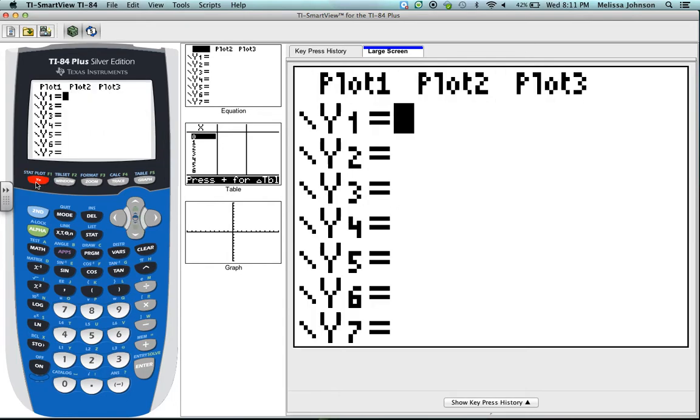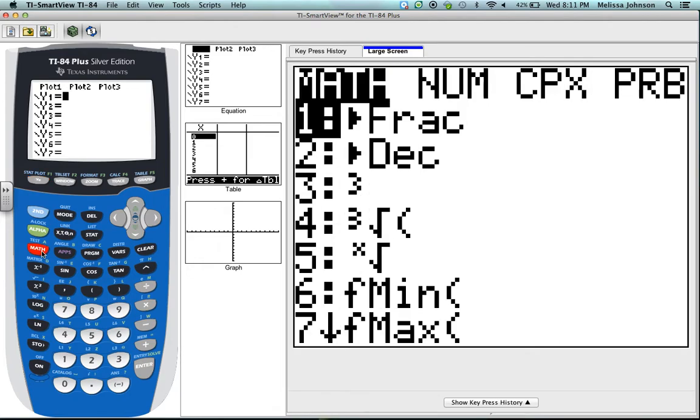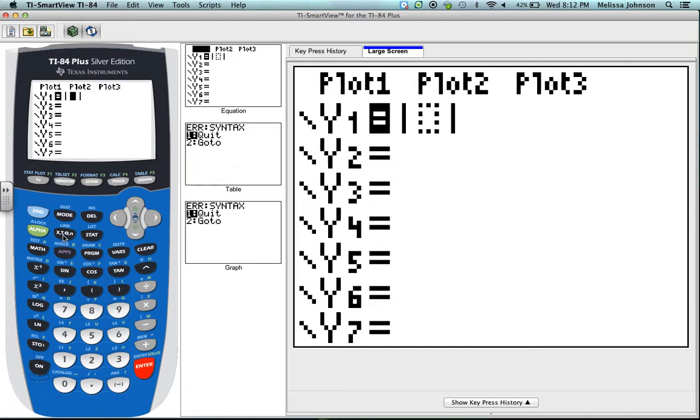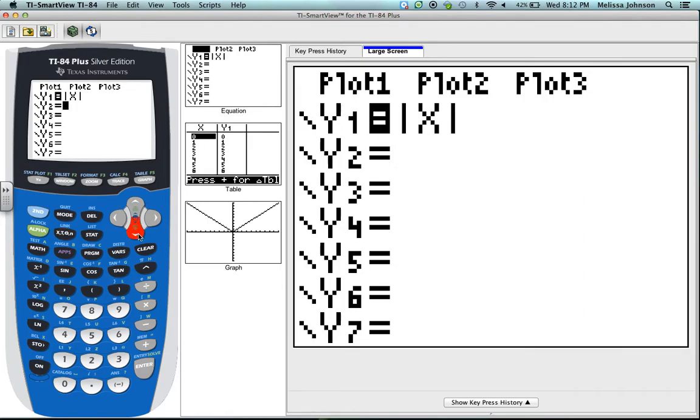First function that we're going to put in here is the absolute value function. You can find that under math, num, ABS for absolute value. Some of you, this will come up this way. Some of you will bring up an absolute value with an ABS and you would just close the parentheses there. Both screenshots are on your packet, so you can see the difference between the two.